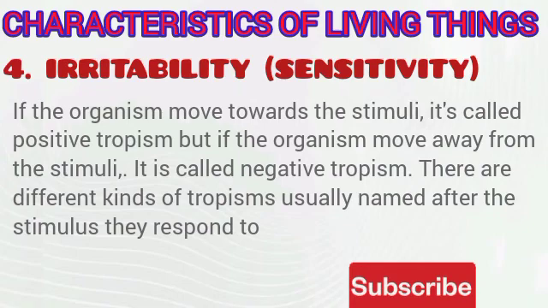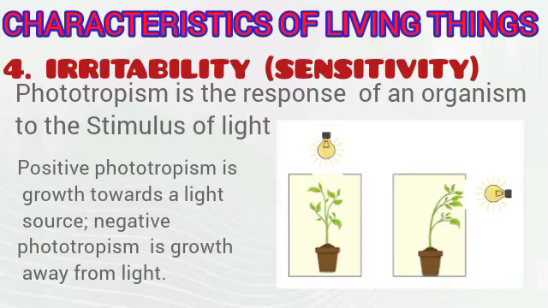If the organism moves towards the stimulus, it's called positive tropism. But if the organism moves away from the stimulus, it is called negative tropism. There are different kinds of tropism, usually named after the stimulus they respond to. For example, we have phototropism, geotropism, and so on. We'll take them one after the other.